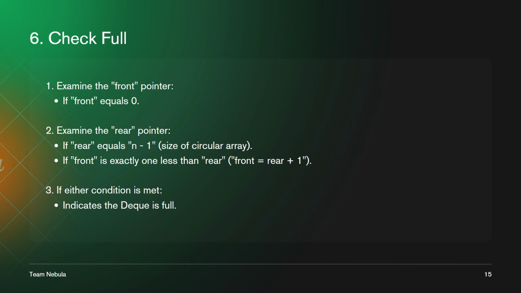Now, let's understand the two cases in which the dequeue can be full. The first case is if the front is at the beginning of the circular array, which means front equals 0, and rear is at the last position, which means rear equals n-1, it means our dequeue is full. The second case is if front is exactly 1 more than rear, which means front equals rear plus 1, and it also indicates that the dequeue is full.